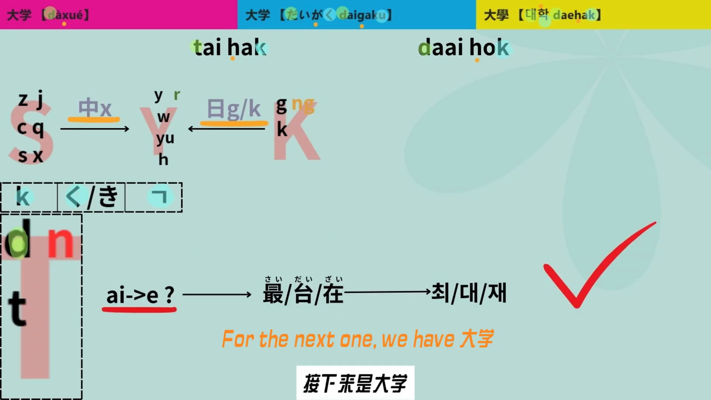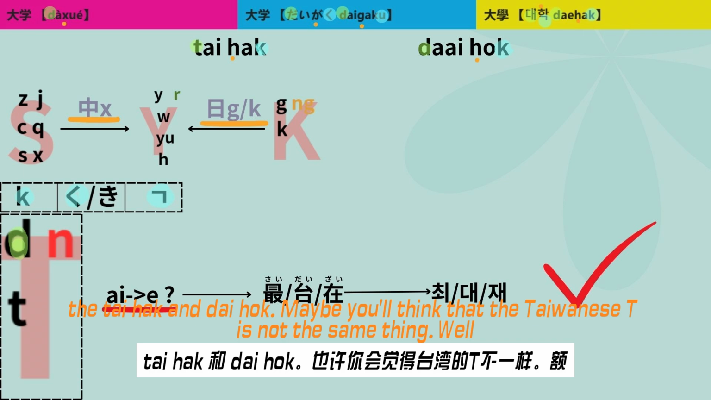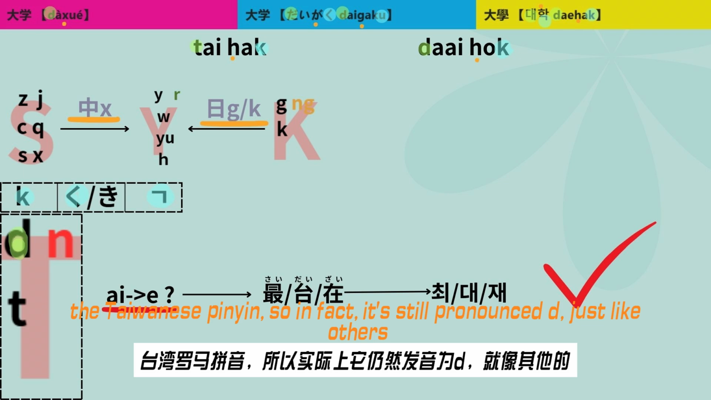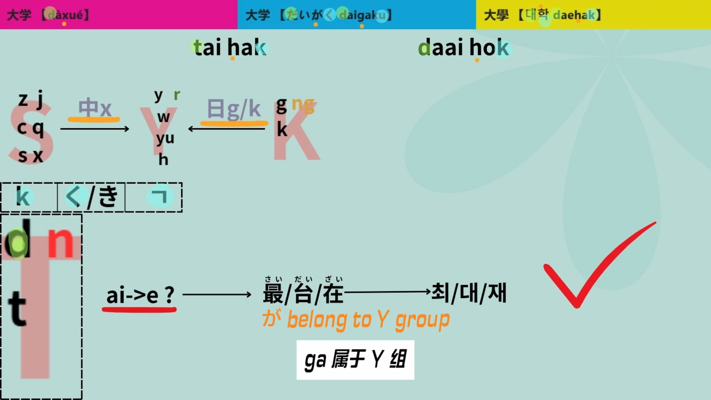For the next one, we have 大学, 大学, 大学, and still don't forget the 大学 and 大學. Maybe you think that the Taiwanese T is not the same thing. Well, due to using the Taiwanese pinyin, so in fact, it's still pronounced D, just like others. For second character, 学 or 学, the Mandarin xi and Japanese ga belong to Y group.